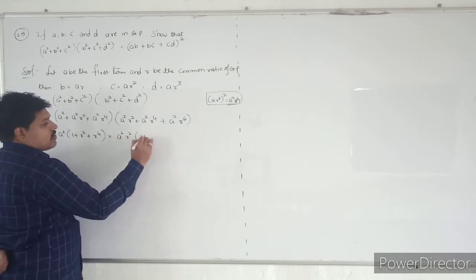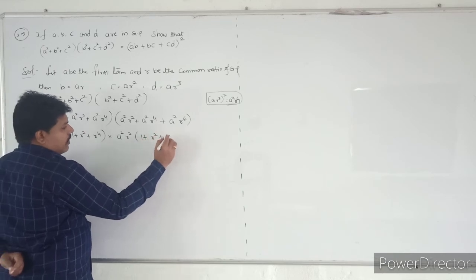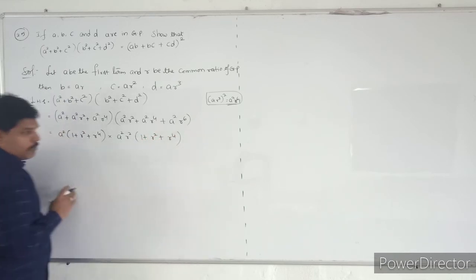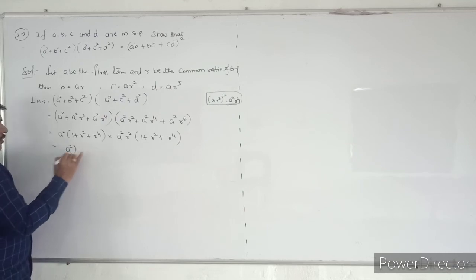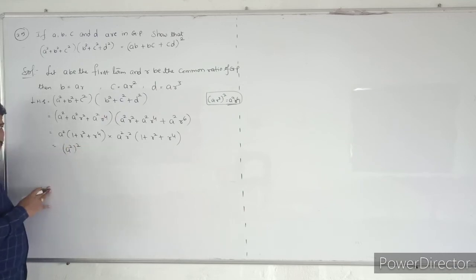So what remains is 1 plus r square plus r power 4. So this you can write as a square into a square, that is a square whole square. Yes or no?